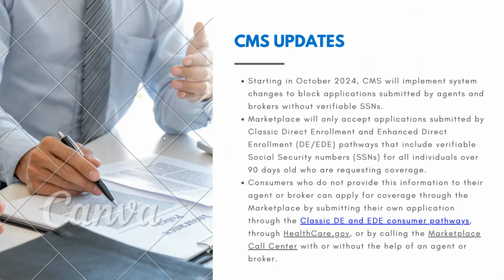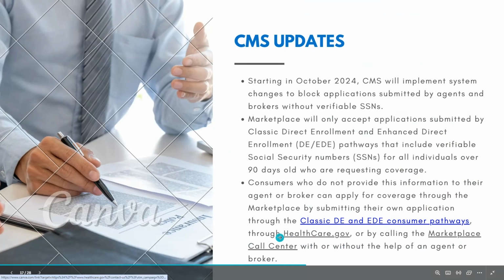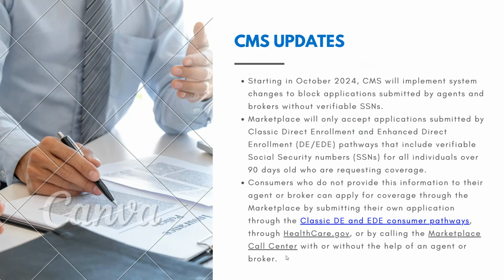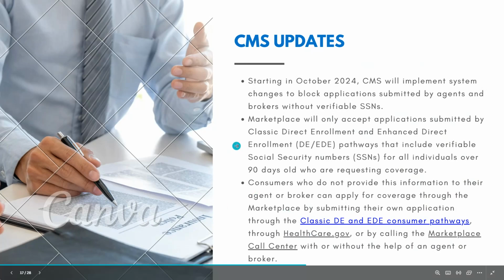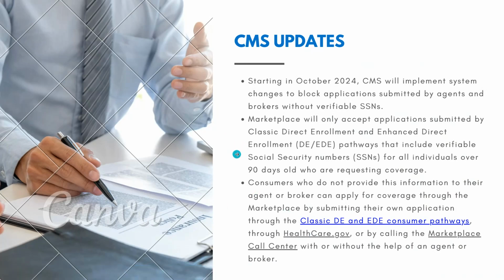So if for some reason, and I know sometimes clients do not want to give you their Social Security number, and I know that can be frustrating, but if they do not wish to give you their Social Security number, they will have to go into their application themselves. They can either go to healthcare.gov or call the marketplace. And you can either do a three-way call with them, or they can do it on their own, but you will have to enter Social Security numbers this year. You will not be able to submit an application without a Social Security number moving forward. So that's a new change that has just started.